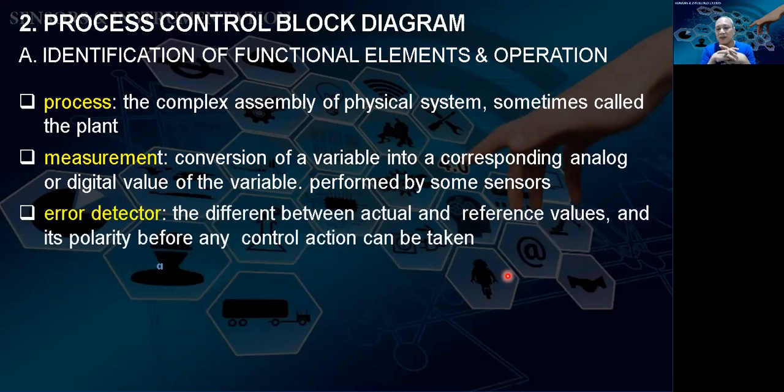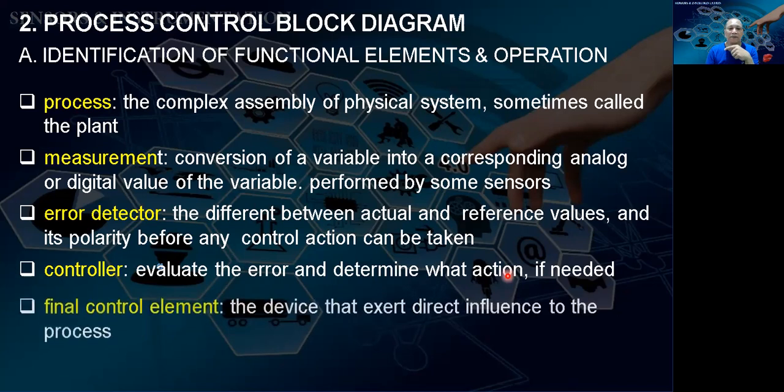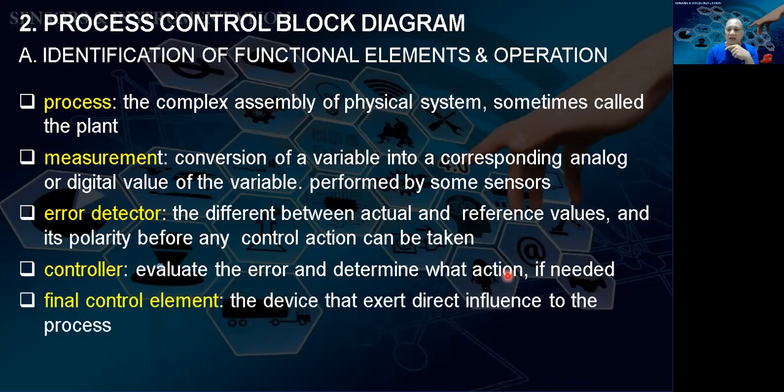And then the error detector. This is the difference between the actual value and the reference value or the set point, and its polarity, before any control action can be taken. So this is actually what we need to have. Basically, this is the input to the controller, so the controller knows what to do because there is some input about the error. And the controller evaluates the error. That's what I said just now. The error will be fed into the controller, and the controller will be evaluating and determining what action is needed. And the final control element is the device that exerts direct influence on the process, which is the actuator itself.